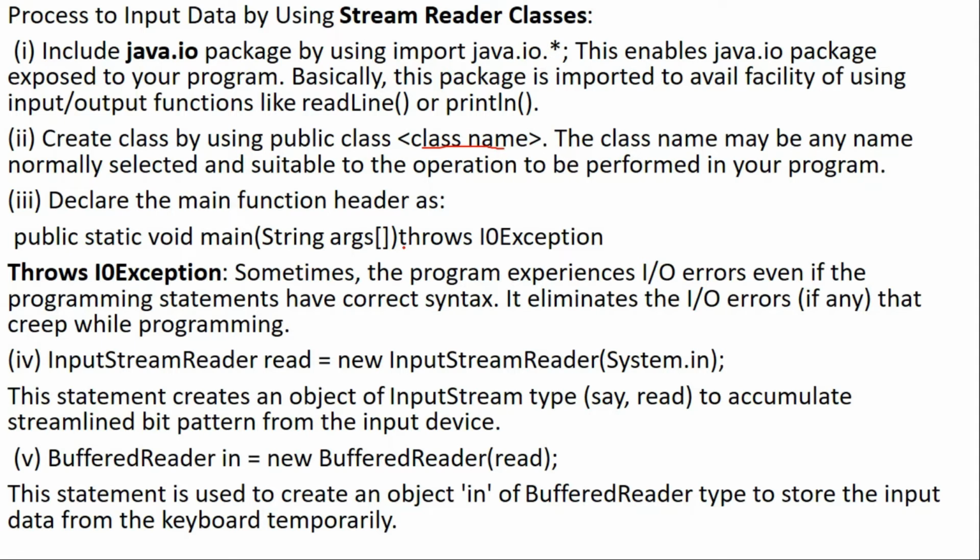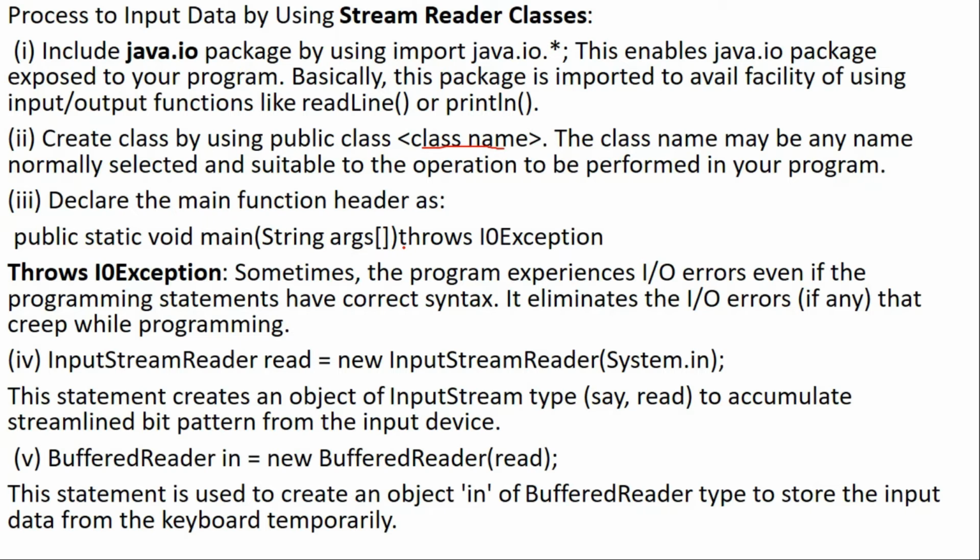What does it mean? Throws IOException means sometimes the program experiences input-output error even if the programming statements have correct syntax. Now, throws IOException handles the input-output error, if any, that creeps in while programming.